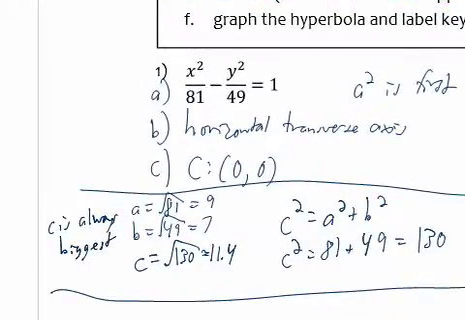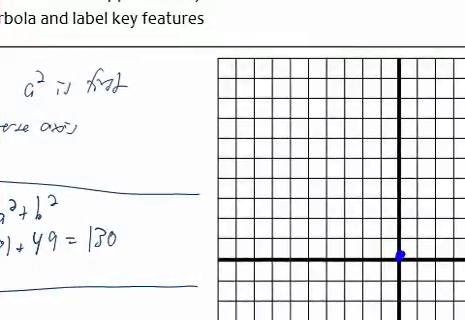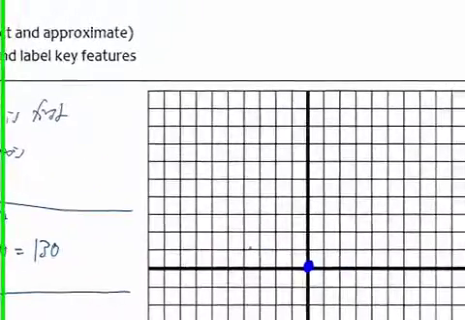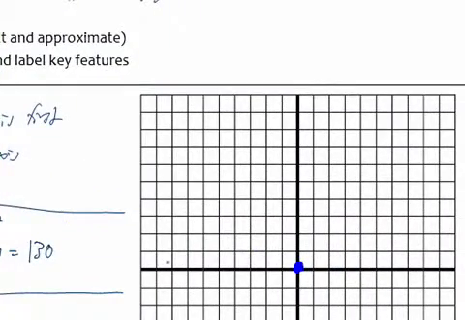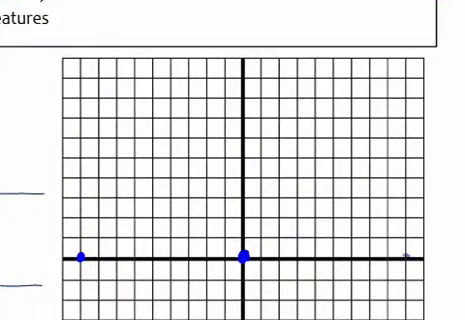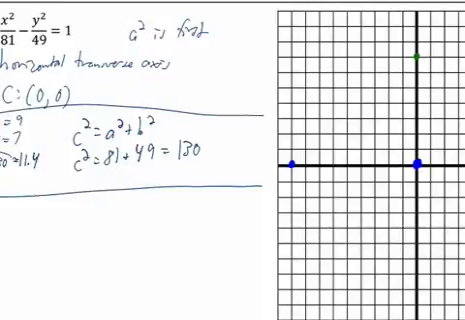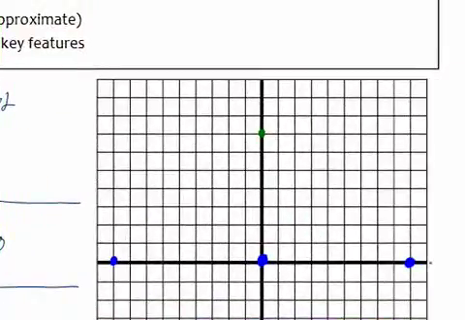So now let's plot our values. We have a center at 0, 0. It's a horizontal transverse axis, and that's the direction of the a. So we go left 9, right 9, up 7, down 7. Then for our foci, we're going to have to go right 11.4, and this is okay, we'll just stick it off the graph here a little bit, and left 11.4.